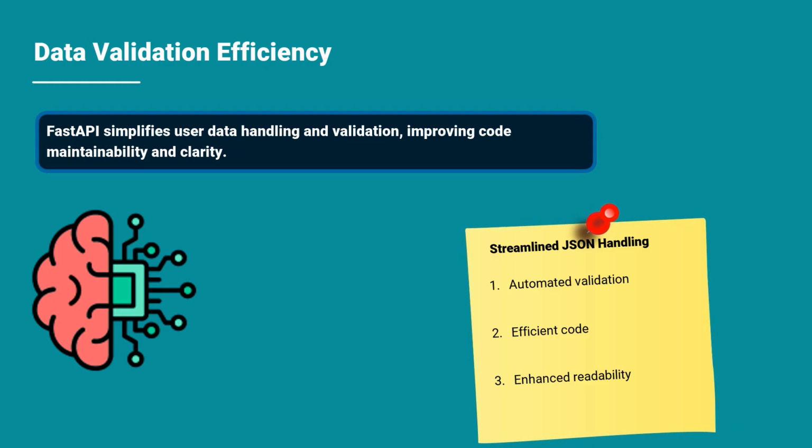When you send a post request with a JSON body that holds the user's data, FastAPI kicks in and validates it against the user model. If everything checks out, it will return that user data in a structured format. Now, this is fantastic because it minimizes the amount of manual validation code that you need to write. This, in turn, enhances maintainability and readability of your code, making it easier to work with over time. It's a win-win situation.